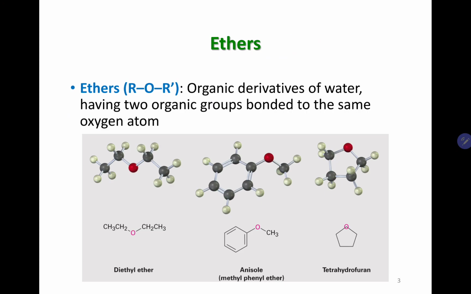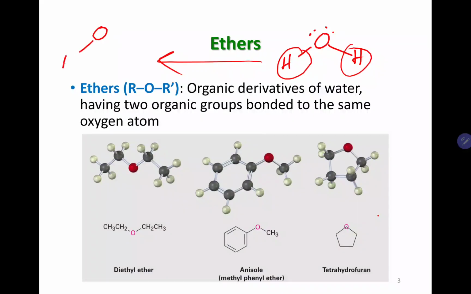Alright, so ethers are basically organic derivatives of water. So water, of course, has an oxygen atom and two hydrogen atoms. And on the oxygen, you have two lone pairs, right? So when it comes to ethers, these hydrogens are replaced by R groups. So what you have is an oxygen with two R groups.